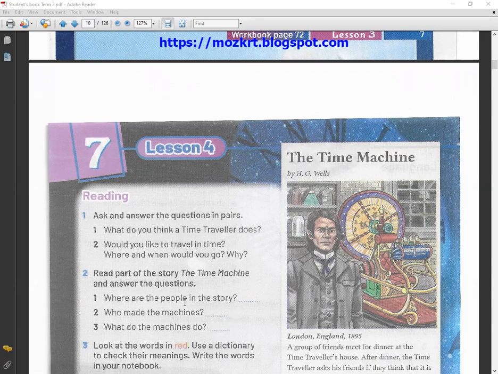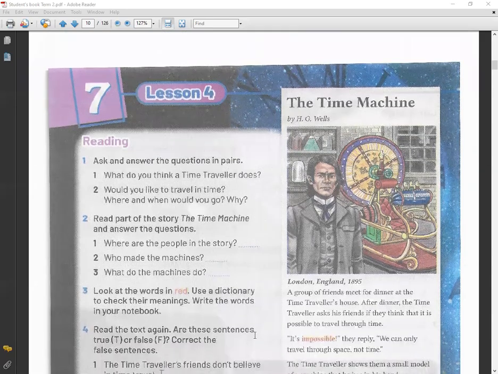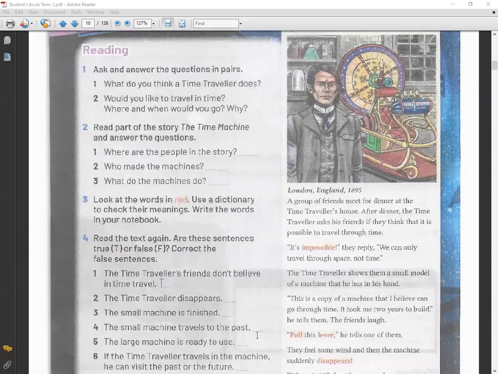Read part of the story, The Time Machine, and answer the questions. Number 1, where are the people in the story? Who made the machines? What do the machines do? Exercise 3, look at the words in red. Use a dictionary to check the meanings. Write the words in your notebook. Let's read the story together.